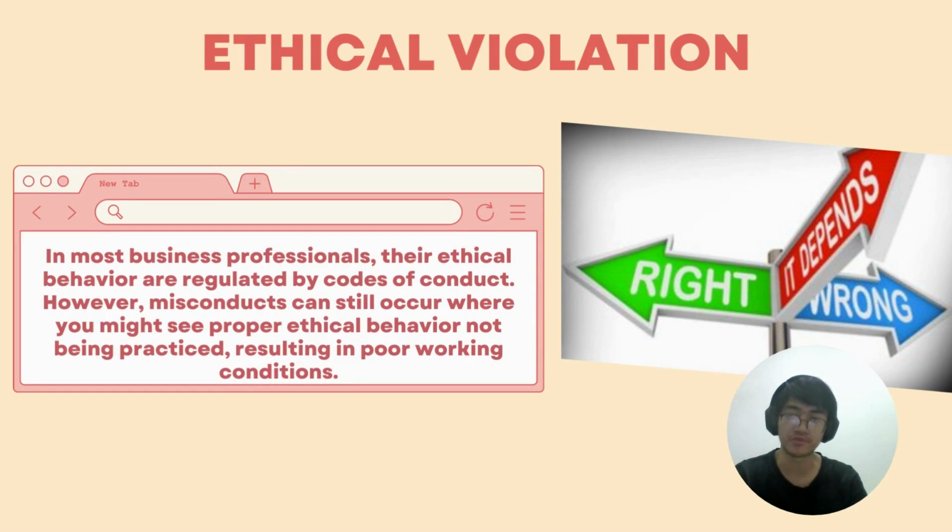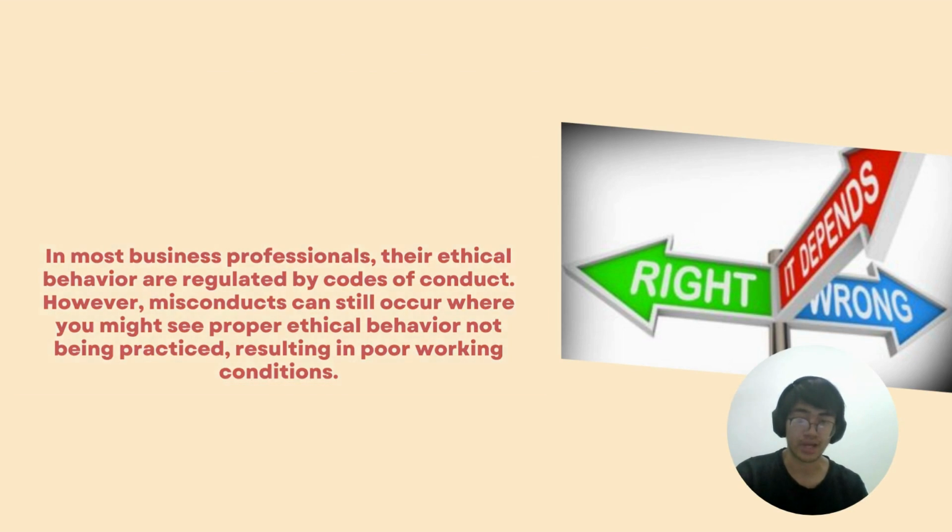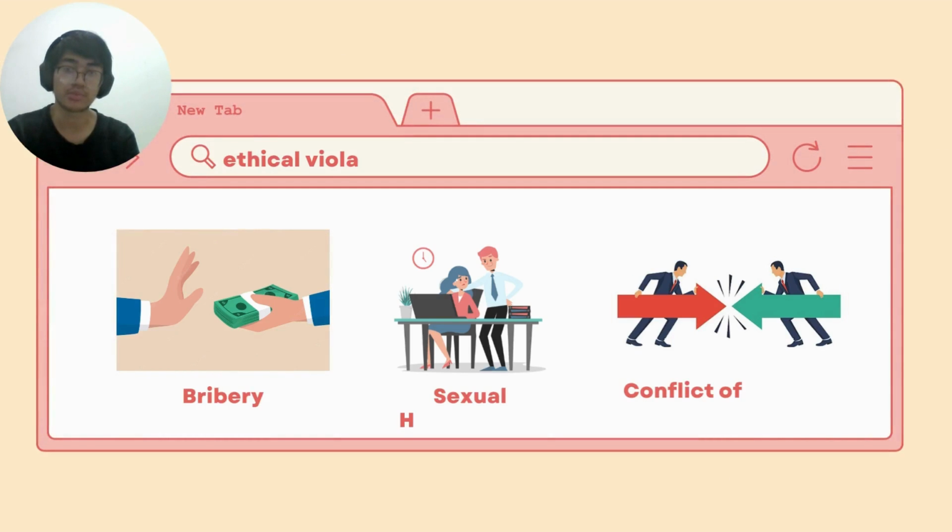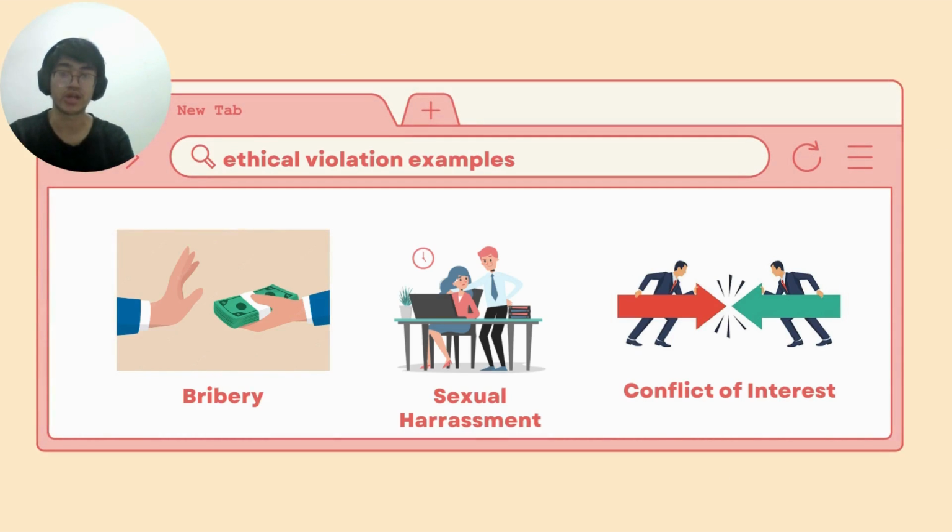In most business professions, ethical behavior is regulated by codes of conduct. However, misconduct can still occur, where you might see proper ethical behavior not being practiced, resulting in poor work conditions. Many of these actually cross into illegal territory that is dealt with outside the corporation and are not merely morally bad. Next, I'll be talking about ethical violation examples, which are bribery, sexual harassment, and conflict of interest.